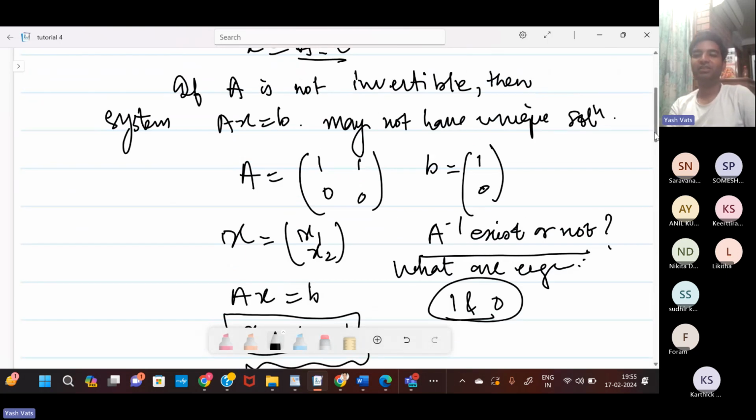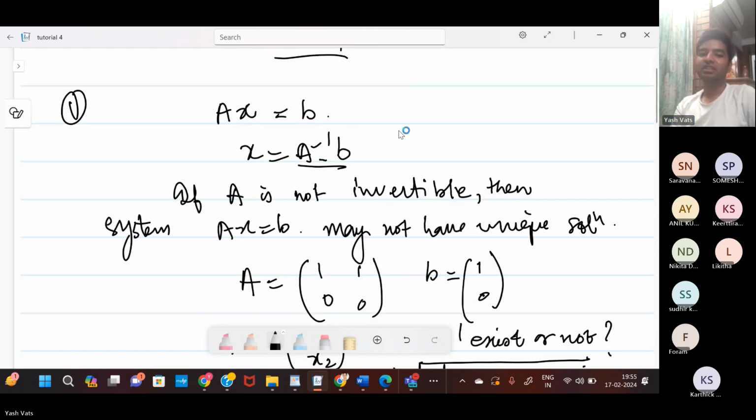If A is invertible, then clearly it has a unique solution, X is equal to A inverse B. But if A is not invertible, can you say that it has a unique solution? We cannot say that.